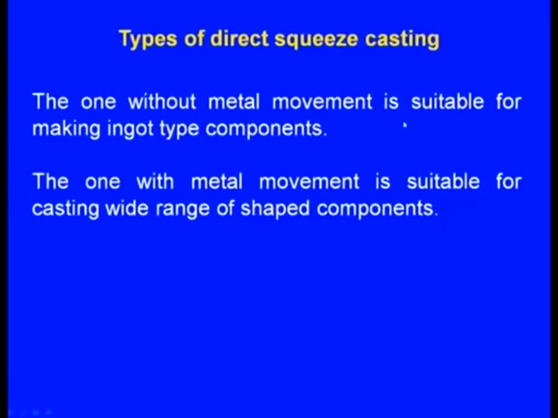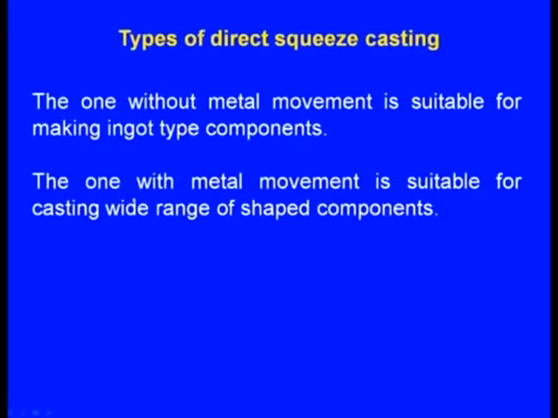The one without metal movement is suitable for making ingot type components, whereas the one with metal movement is suitable for casting a wide range of shaped components. Where we want to make only ingot type components, we can go for the first one, without metal movement. If we want complex shaped components, then we have to go for the other one, the one with metal movement.